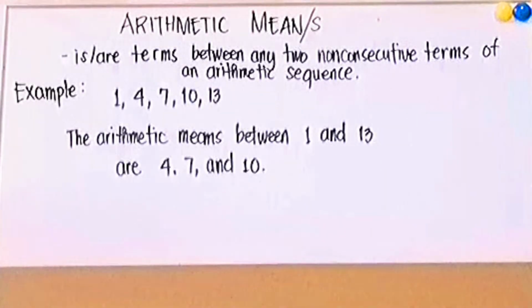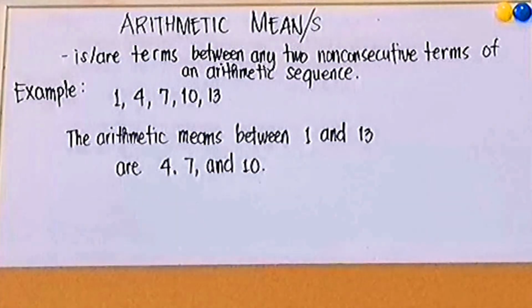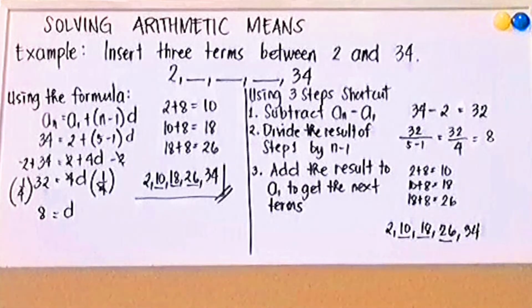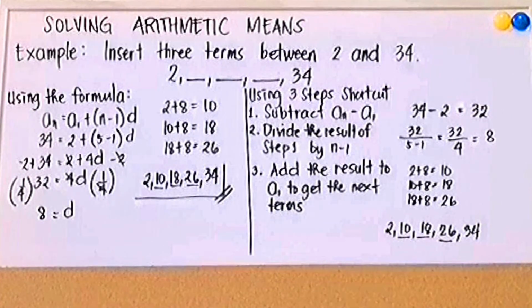The arithmetic mean between 1 and 7 is 4, while the arithmetic means between 1 and 10 are 4 and 7. While the arithmetic means between 4 and 13 are 7 and 10. While the arithmetic mean between 7 and 13 is 10. In solving for arithmetic means, we need to solve first for the common difference.